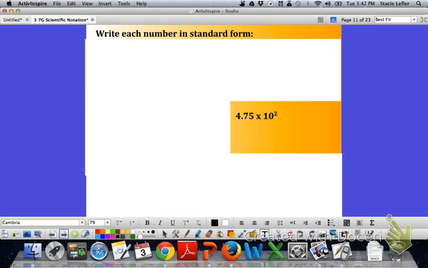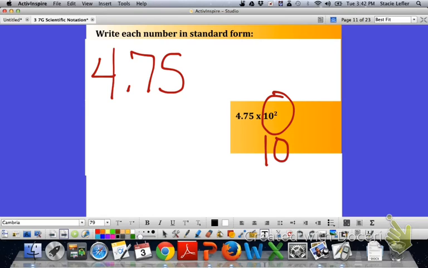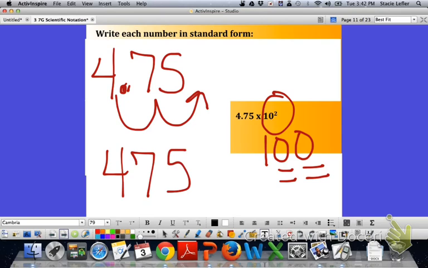Pause the video and check your progress on this scientific into standard form. So 4.75 times 10 to the second. 10 to the second is a 1 with 2 zeros, or 10 times 10, 100. So we're going to take the decimal and move it 2 place values to the right so it gets larger. We end up with 475.